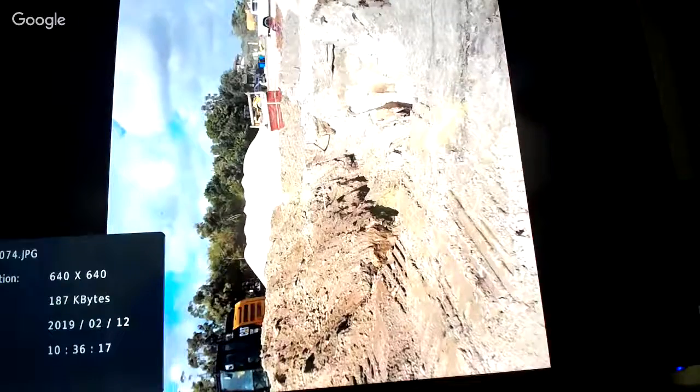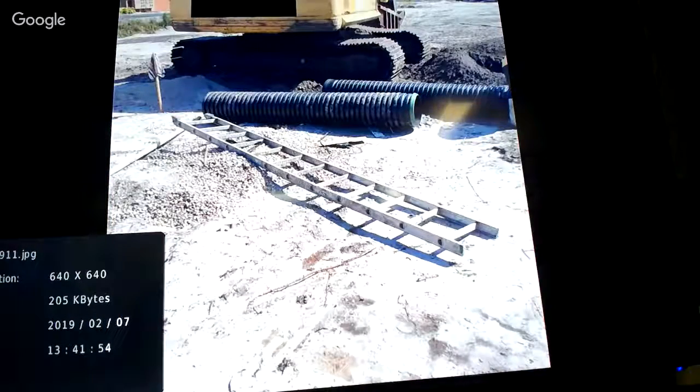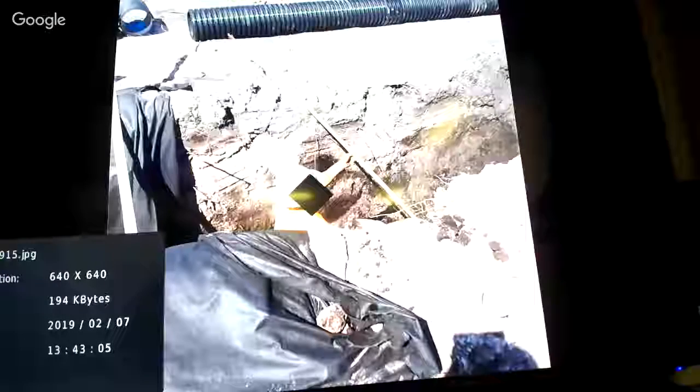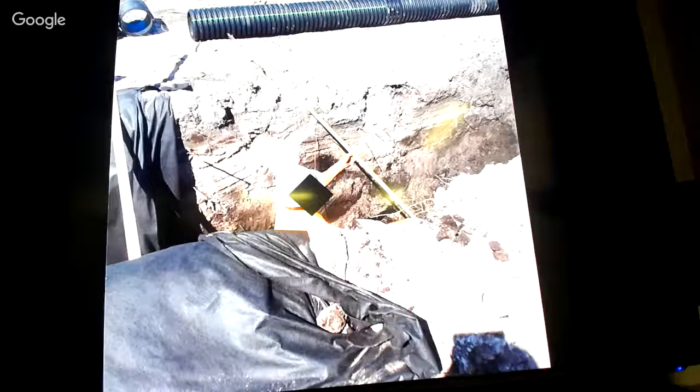Perfectly good ladder. Was not in the hole. Okay? Cave-in protection at 5 feet. No less. Egress at 4 feet. Okay? Everybody got it? Yep. Okay.